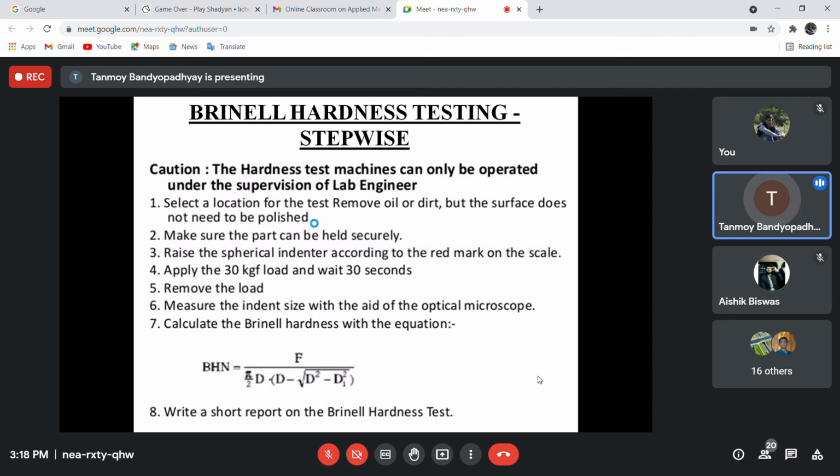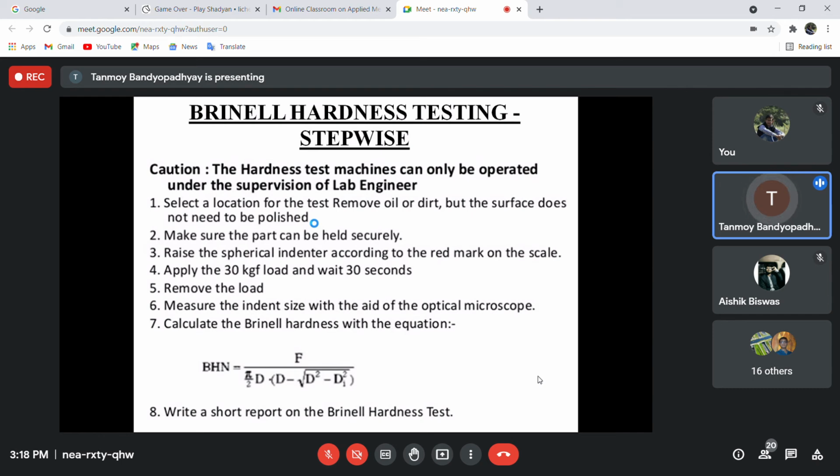So either the load applying part or the thing on which the specimen is resting, they have to be in absolute perpendicularity with each other. Okay, so the entire thing has to be held very securely. So that is a very basic thing when you are doing the experiments.